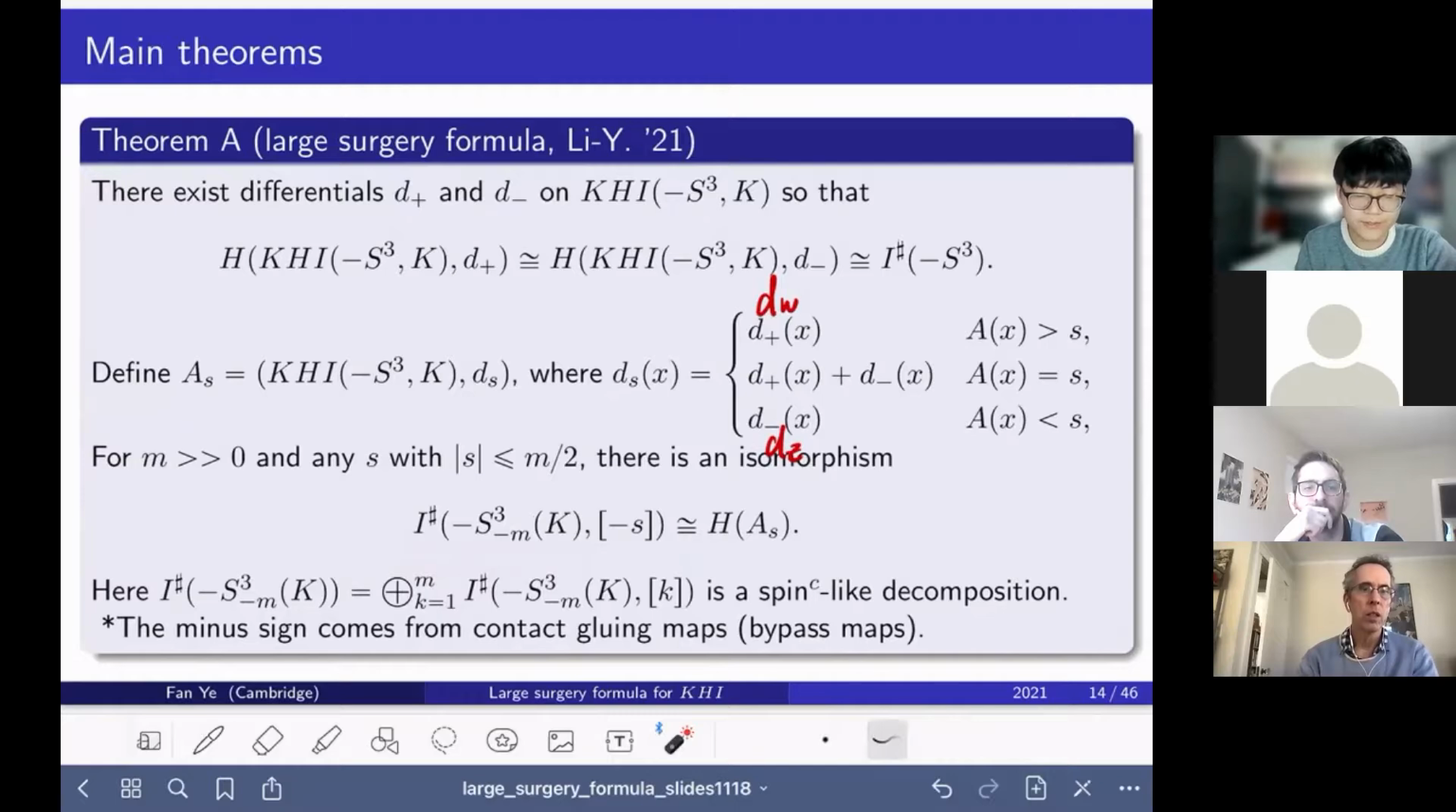Note that a priori there's no spin^c decomposition for I sharp, but indeed we can find some spin^c-like decomposition for I sharp so that this special component is isomorphic to the homology of the band complex. Also, you may notice that in the statement there are some minus signs, and these minus signs mean we take the mirror manifold. The reason is that we use some contact gluing maps to construct the differentials.